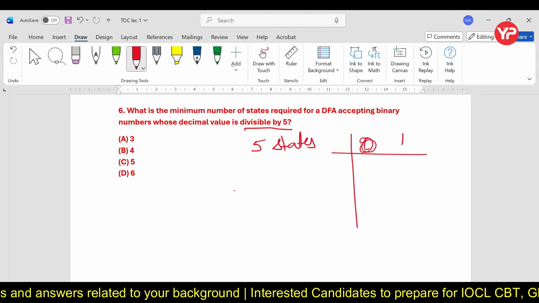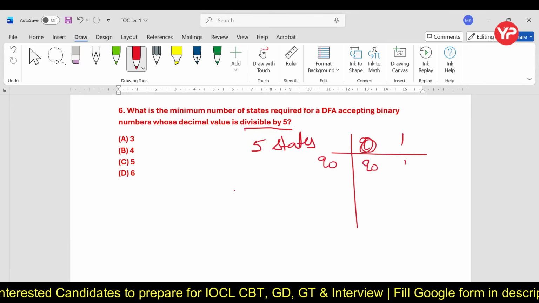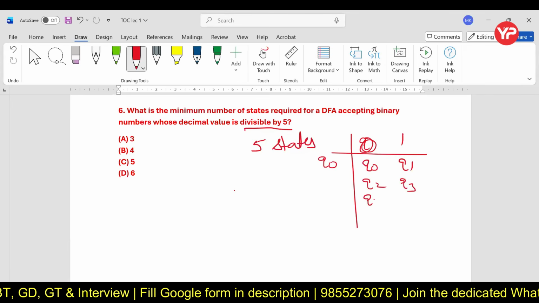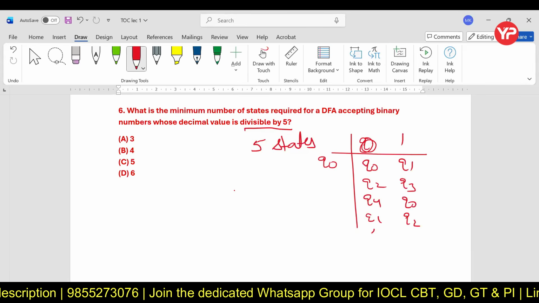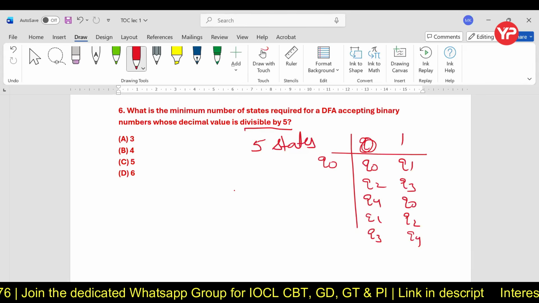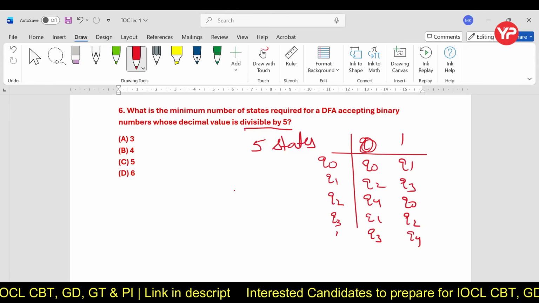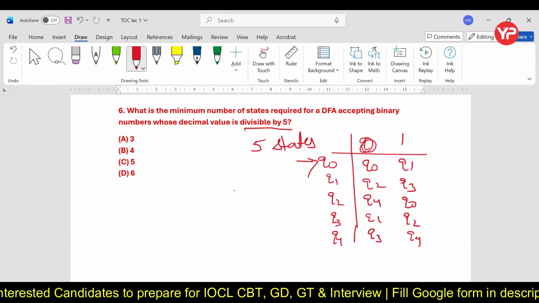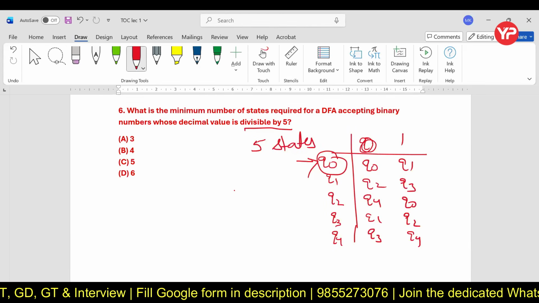Here 0, here 1. If I make a transition table, you can say Q0, Q1, Q2, Q3, Q4. Again Q0, Q1, Q2, Q3, and Q4. Q0, Q1, Q2, Q3, and Q4. And this is the final state, my dear students. That is the case. Okay.